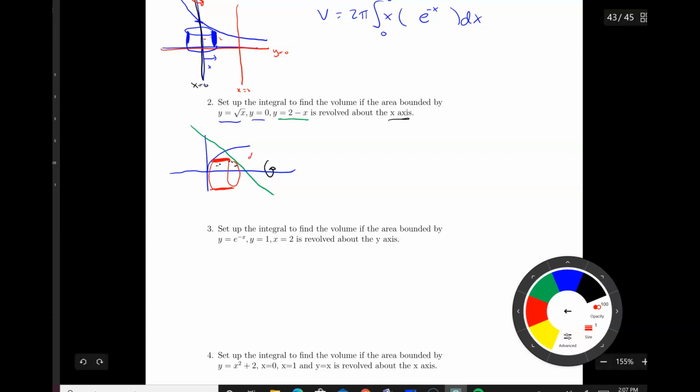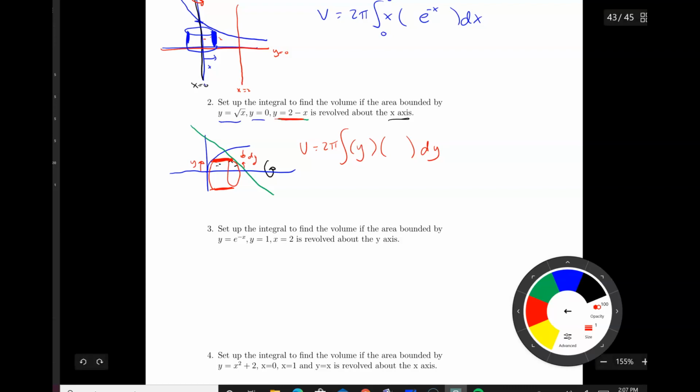So I can see that the thickness of my rectangle that I've drawn is dy. So dy integration. So it's 2 pi radius height times thickness. So the radius of this shell is going to be y, the distance from the x-axis. Then the height of the shell, you know how to find the height of a rectangle. So it's going to be the top minus the bottom. So it'll be the line subtract the parabola.